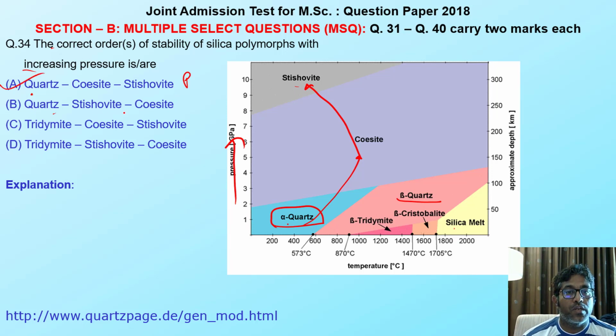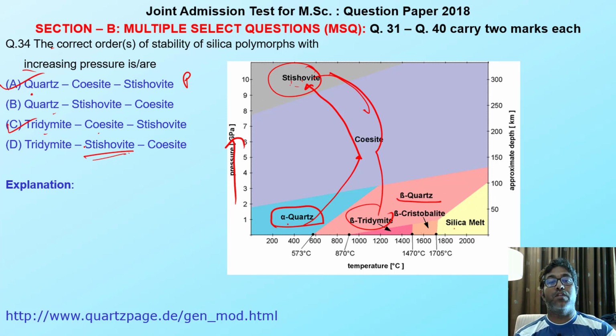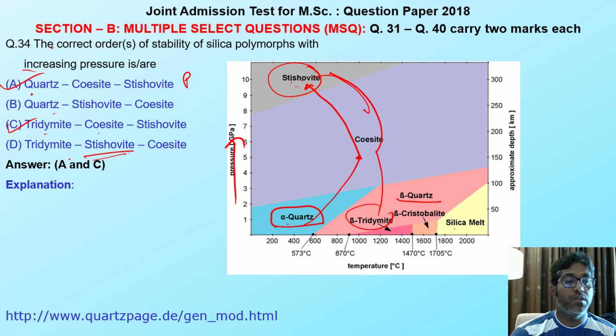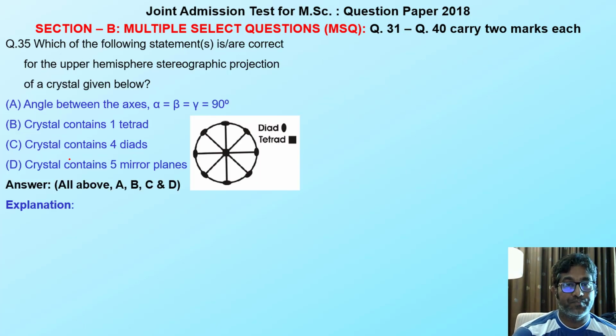Let's go to quartz, stishovite. No, we have to decrease the pressure moving from stishovite to coesite. Tridymite, coesite, stishovite, the same thing. You can see, you can move like this also. So this is again my correct answer. Again I have stishovite, this means I have to decrease the pressure, so this is not my option. So my option would be A and C. Very simple, you just need to remember the diagram, and this is a very classical diagram for the silica polymorphs.